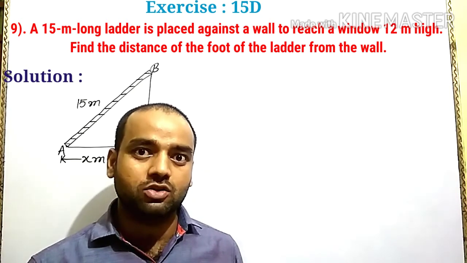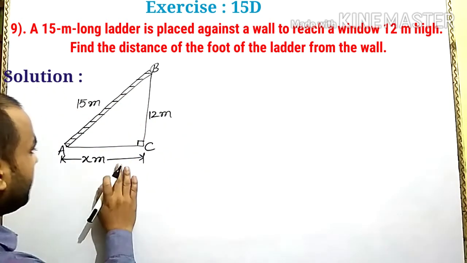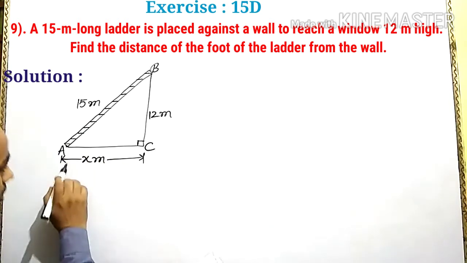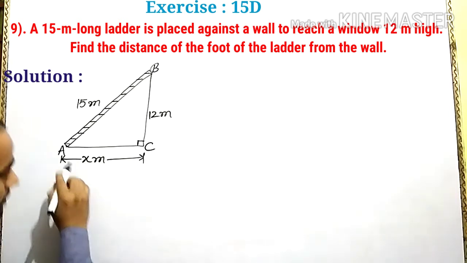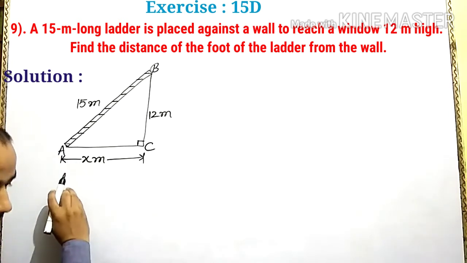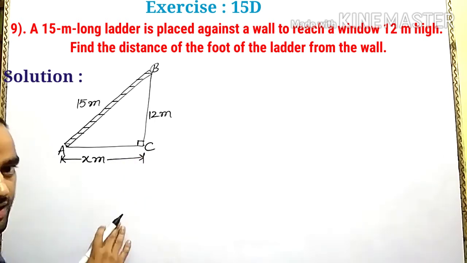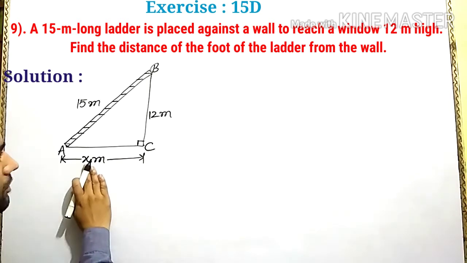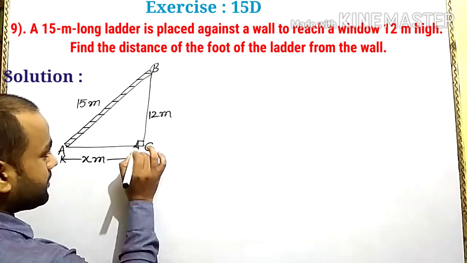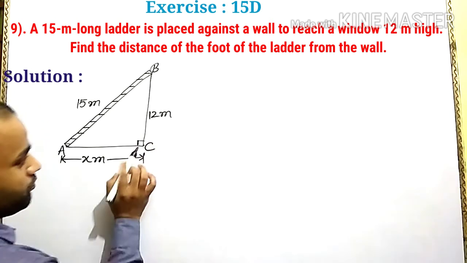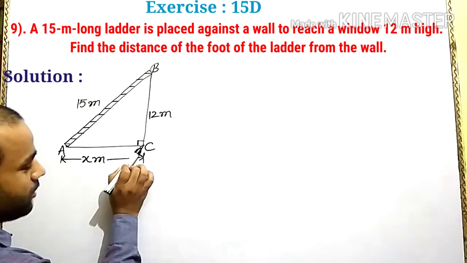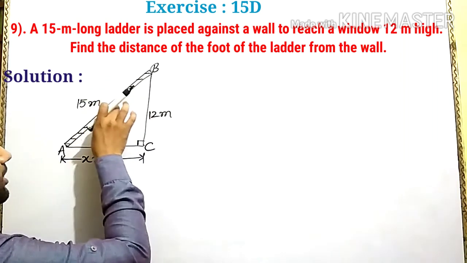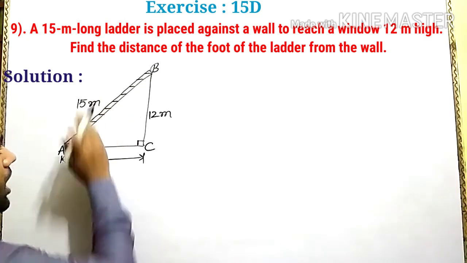The figure is also given here. Find the length of x here, means in other language the distance of the foot of the ladder here, point A, from the wall, here point C, means find the length of AC. In other language we find the value of x. This type of symbol denotes 90 degrees. So here 90 degrees at point C, the opposite side is here AB. So here the ladder is the side of the hypotenuse.